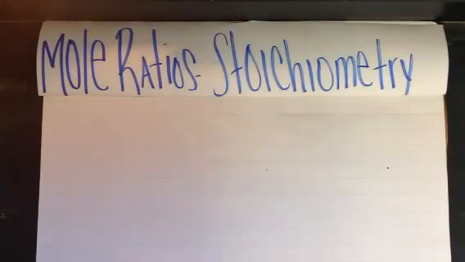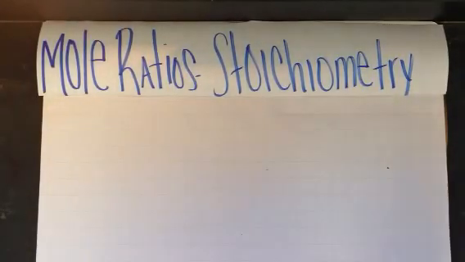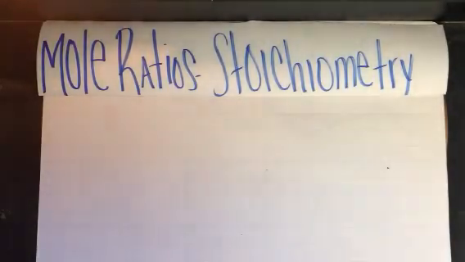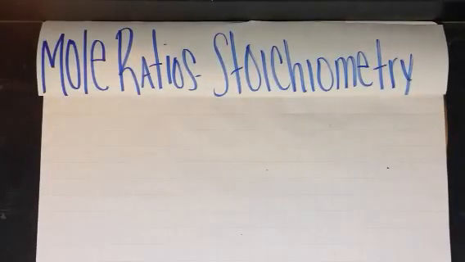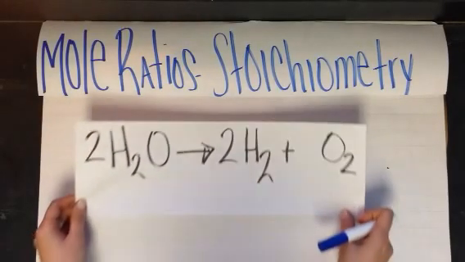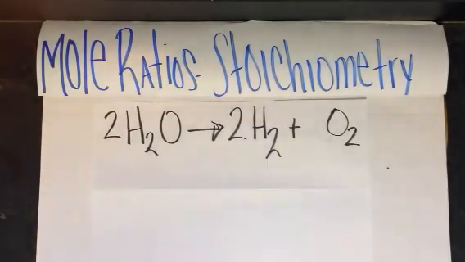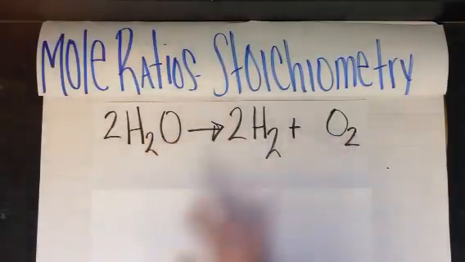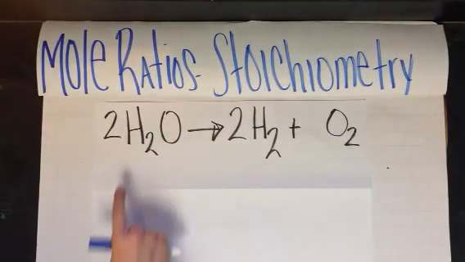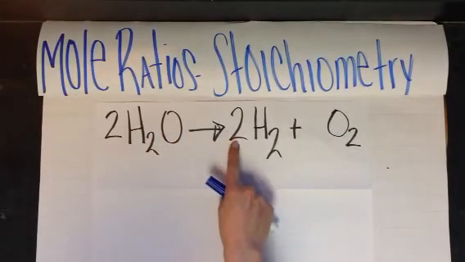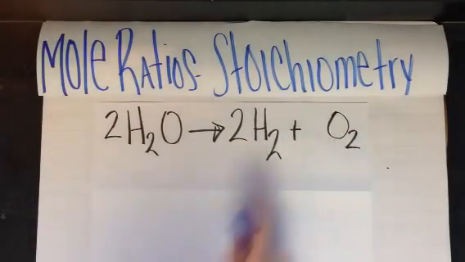The flip video about mole ratios, which is the beginning of stoichiometry. So stoichiometry is just a fancy word that has to do with some calculations we're going to do using balanced equations. So let's look at a balanced equation. As we learned in our last chapter, this is the decomposition of water. We have two waters will decompose to two hydrogens and one oxygen.